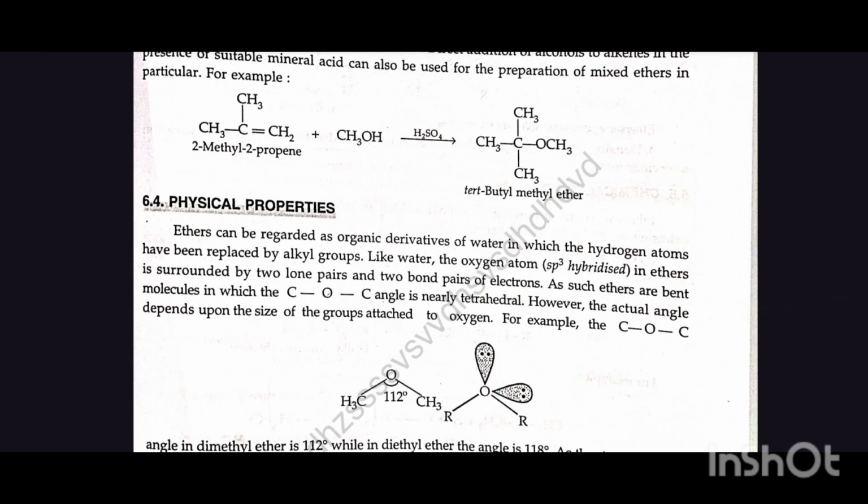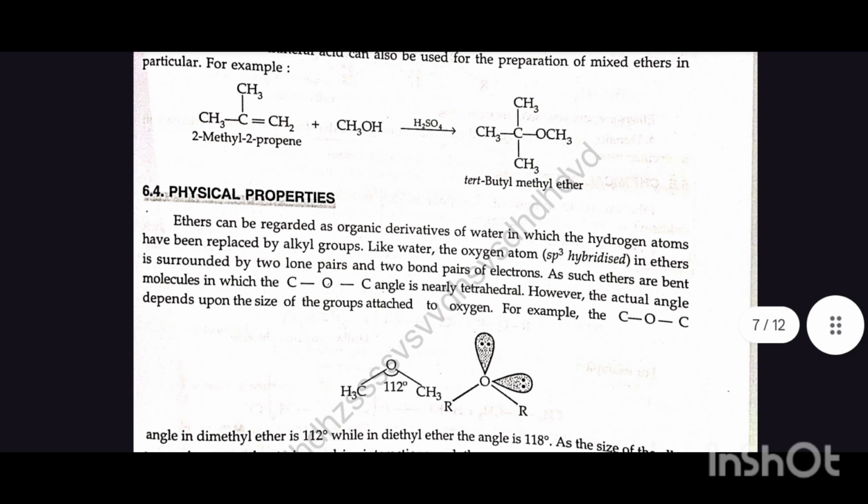Physical properties. Ethers can be regarded as organic derivatives of water in which the hydrogen atoms have been replaced by alkyl groups. Like water, the sp3 hybridized oxygen atom in ethers is surrounded by two lone pairs and two bond pairs of electrons. As such, ethers are bent molecules in which the C-O-C angle is nearly tetrahedral. However, the actual angle depends upon the size of the groups attached to oxygen.